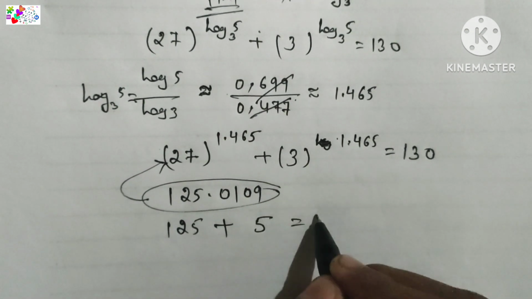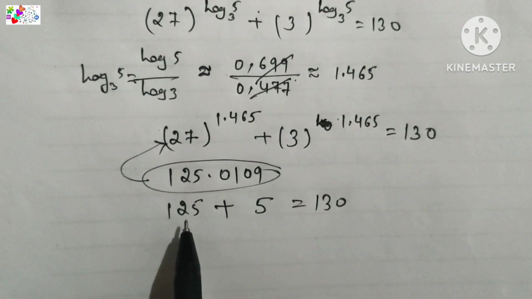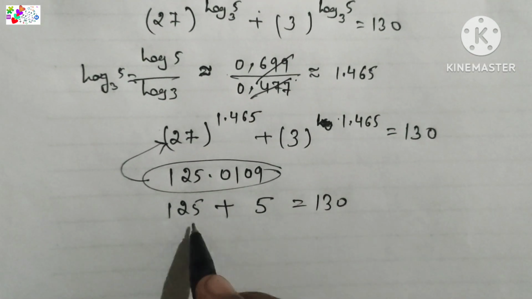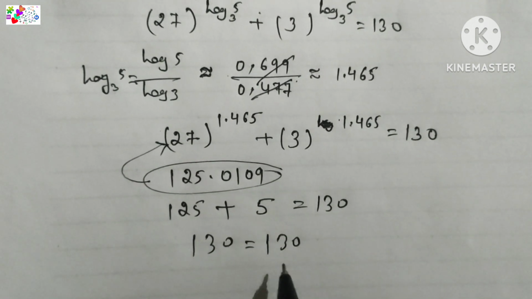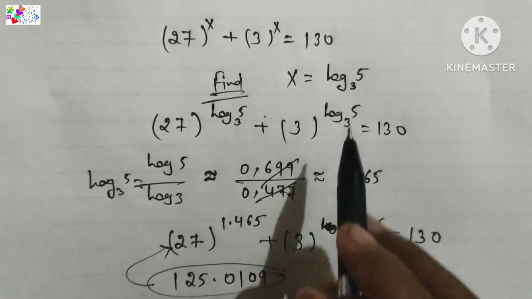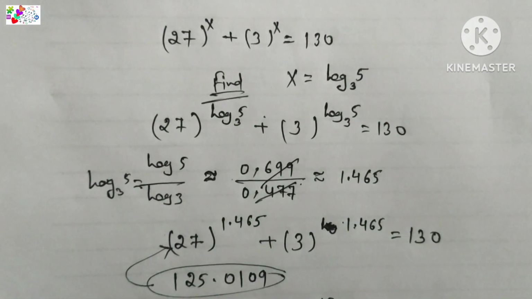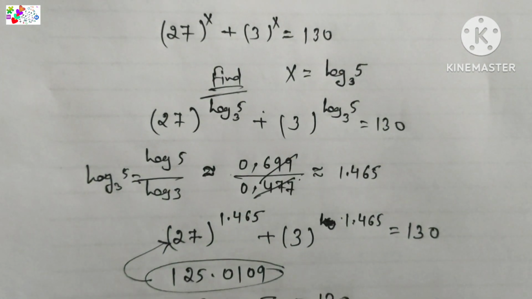And on the right hand side we have 130. When I add 125 plus 5, we get 130, and the right hand side is also 130. So this equation is satisfied by our value. So we got this value of x.